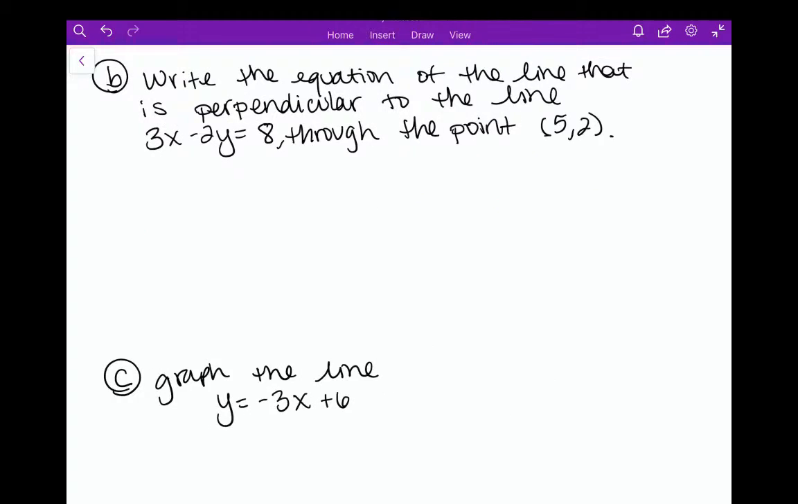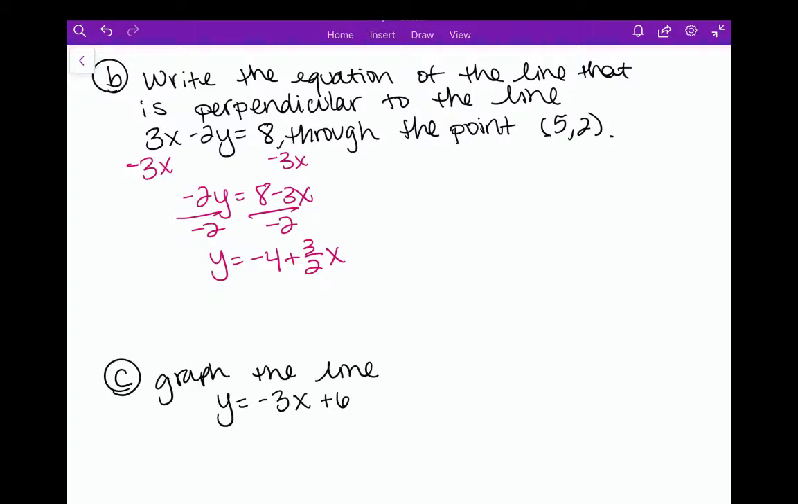Write the equation of the line that is perpendicular to the line 3x minus 2y equals 8 and through the point 5, 2. Okay, well, I need to find my slope first. So I need to rewrite this in slope-intercept form. So I'm going to subtract the 3x on both sides. So negative 2y equals 8 minus 3x, divide by negative 2. So y equals 8 divided by negative 2 is negative 4. Negative 3 divided by negative 2 is positive 3 over 2x.